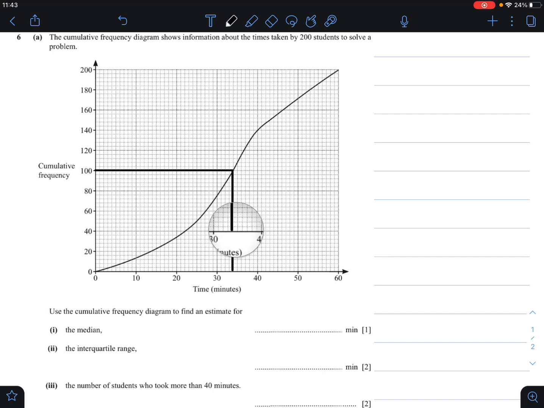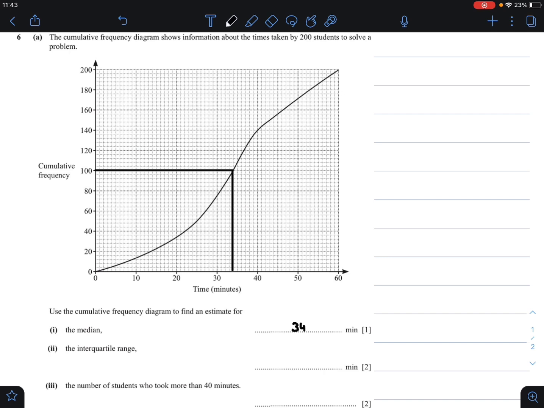That is right here. So this line intersects the x-axis at 34 minutes. So that is 32, 34. So your final answer for part A1 will be 34 minutes. Now for part A2 they are asking us to find the interquartile range.